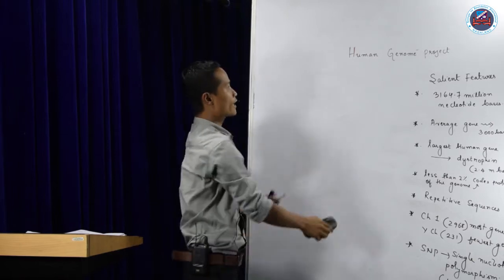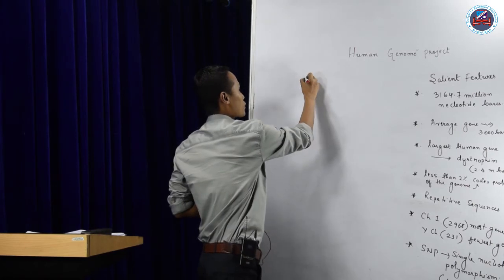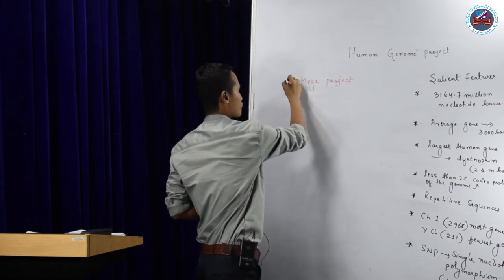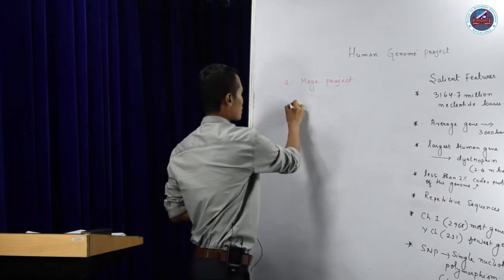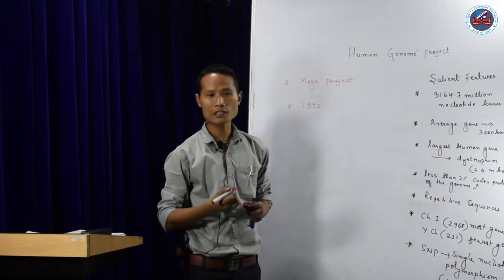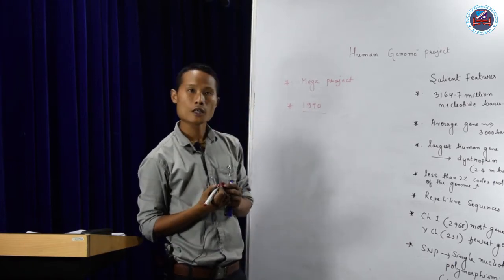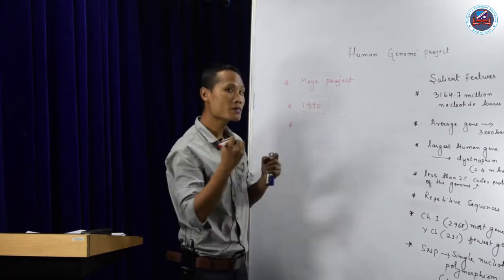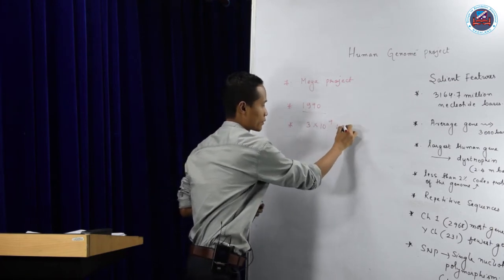Now, the name itself suggests a very big project, right? So we call this a mega project. Why mega project? It was started in 1990 by the US Department of Energy and the National Institutes of Health. They gave it this name because, as we know, the human genome has how many base pairs? 3 into 10 to the power 9 base pairs.